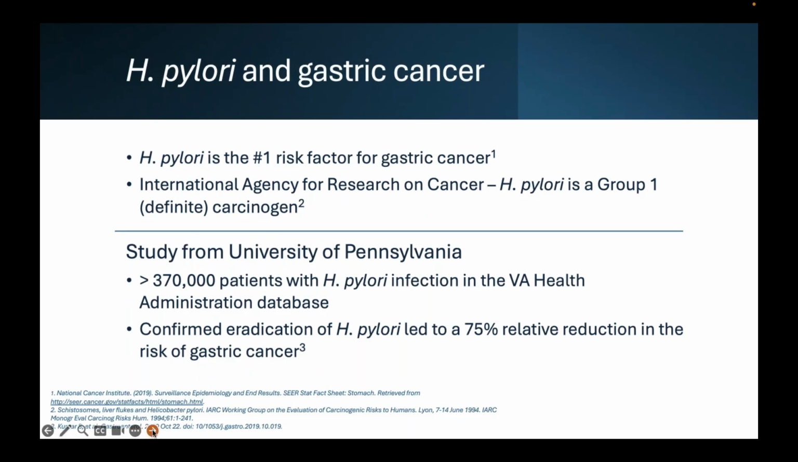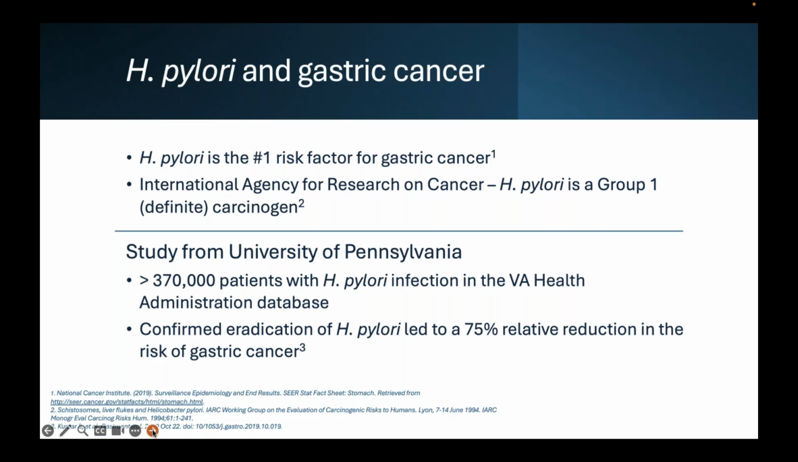This slide talks more about gastric cancer, which is really the most important outcome of chronic H. pylori infection. Many studies over the last 20 or 30 years have shown that H. pylori is the number one risk factor for gastric cancer. So about 80 to 90% of all gastric cancers on a global basis are directly related to chronic H. pylori infection. The International Agency for Research on Cancer, which is a branch of the World Health Organization, classified H. pylori as a group 1 or definite carcinogen back in 1994. And since that time, the evidence has just grown stronger and stronger that this is the case.